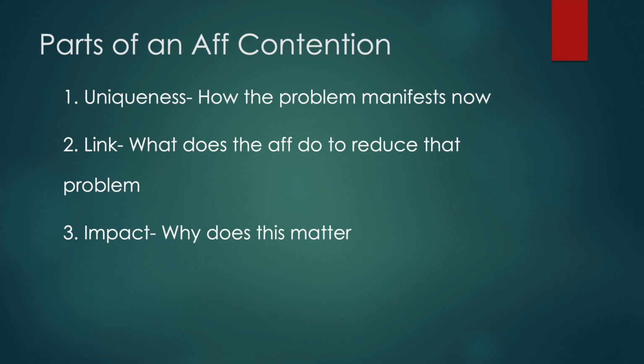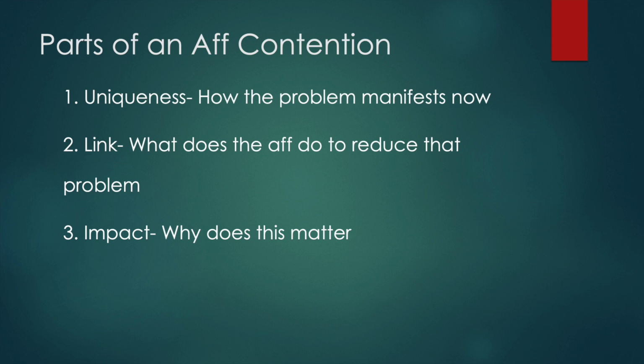So now let's talk about the parts of an AF contention. There are going to be 2 to 3 contentions in your typical traditional AF. Each of those contentions is going to focus on a single area and describe the impact that the AF has on that area, by basically telling this story of a uniqueness, link, impact. The uniqueness is how the problem manifests now. The link is what the AF does to reduce that problem, and the impact is why this matters.